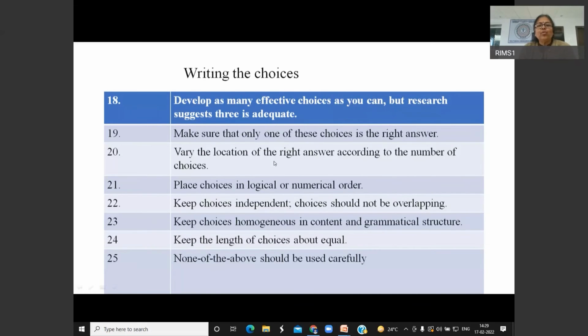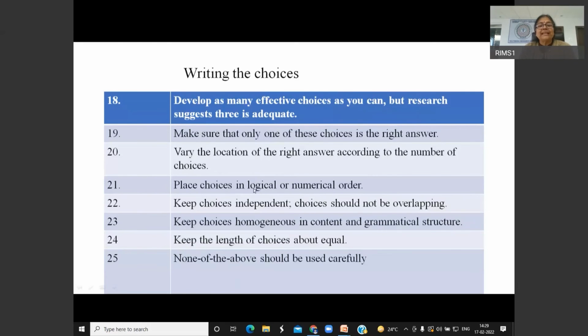Then make sure that only one of these choices is the right answer or the most appropriate answer. It should not happen that 2 right answers are there and 2 are equally appropriate. This should not happen. Then vary the location of the right answer according to the number of choices. It should not happen that every time the 3rd option is correct and the others are distractors.